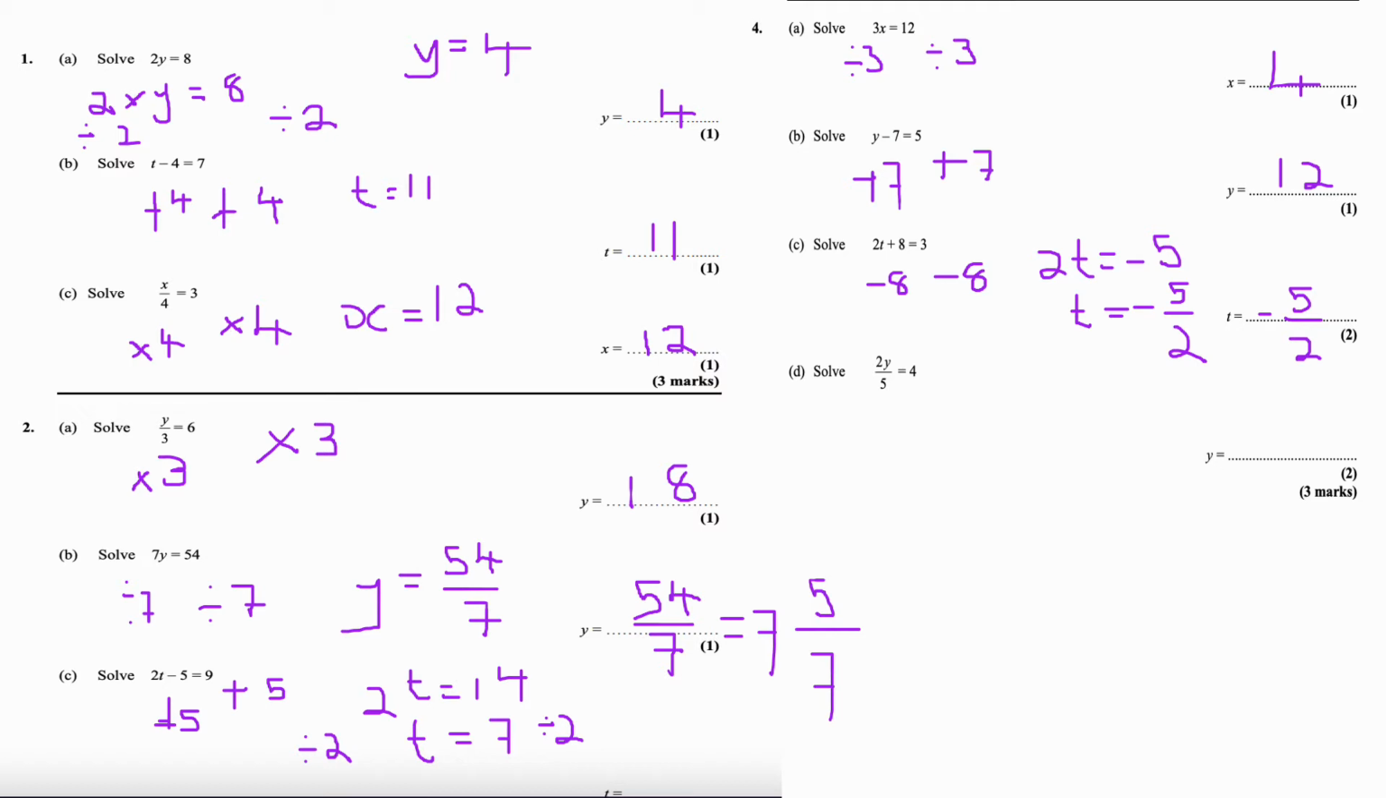Part D, solve 2y over 5 is equal to 4, well, timesing both sides by 5, I get 2y is equal to 20, 4 times 5 is 20, dividing both sides by 2, I get y is equal to 10, guys. So y is equal to 10. The opposite of divided by 5 is to times by 5 on both sides. And then at this step, I've divided both sides by 2.